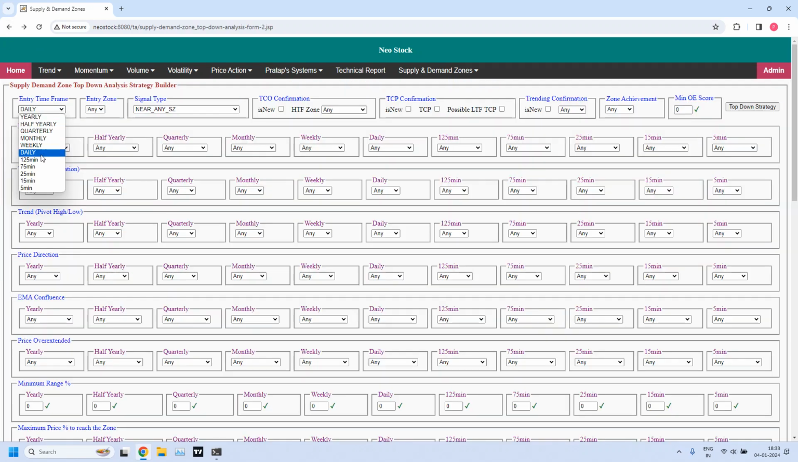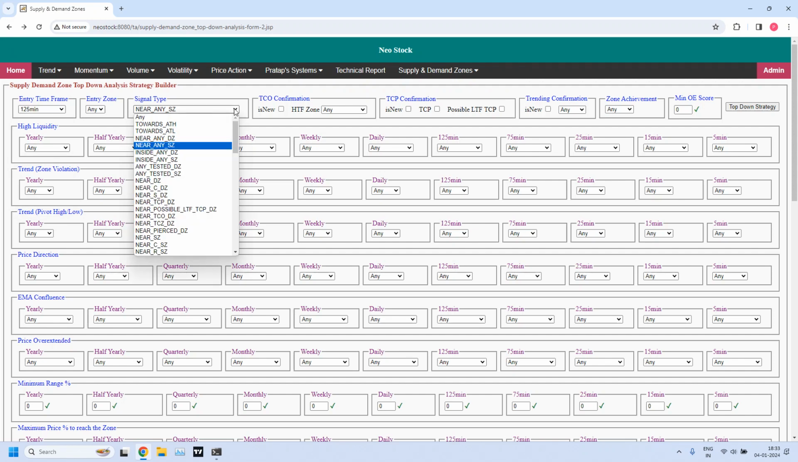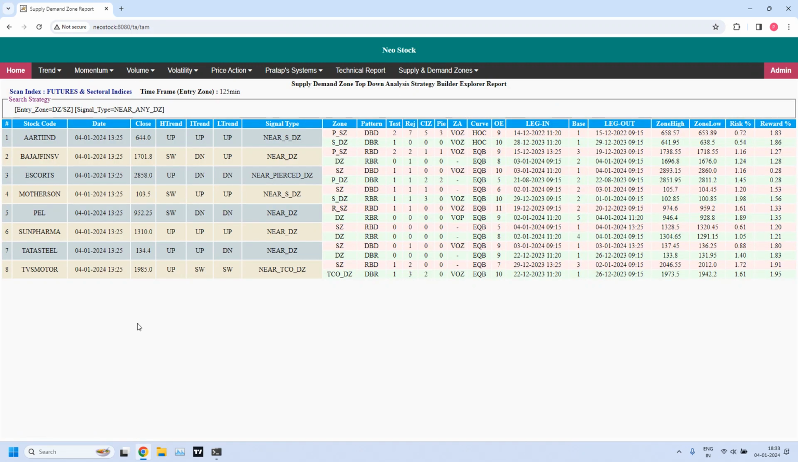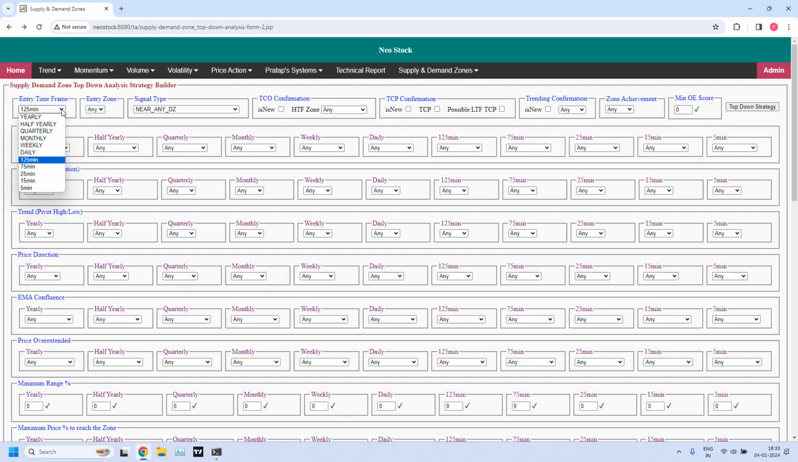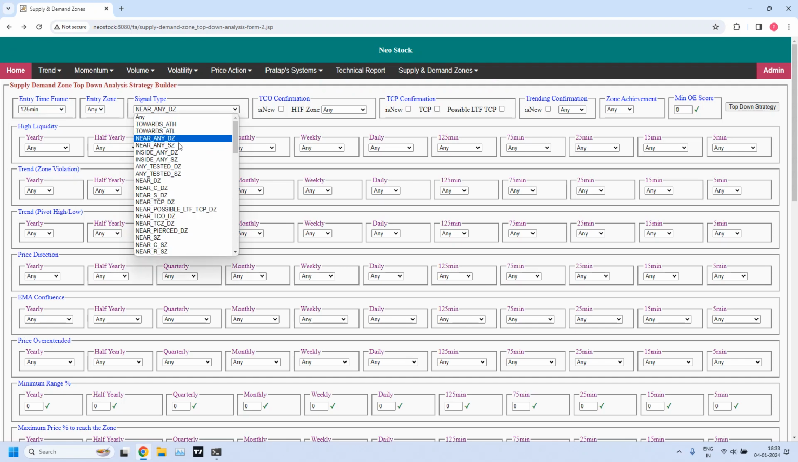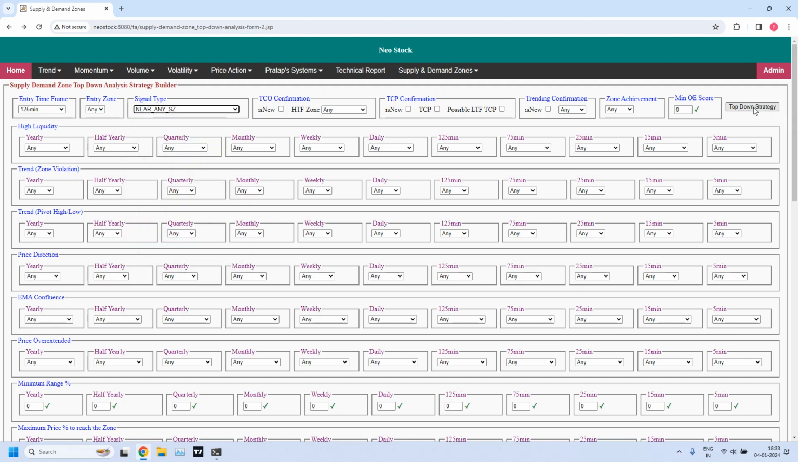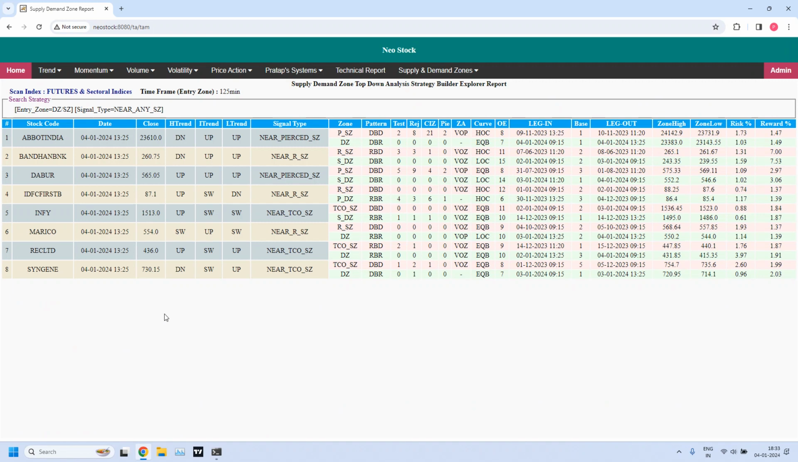So now let us change the time frame to 125 minutes time frame. And let us find the stocks near 125 minutes demand zone. 8 stocks are filtered. So let's go back. Entry time frame is 125 minutes. Let us find the stocks near 125 minutes supply zone. So these 8 stocks are filtered.